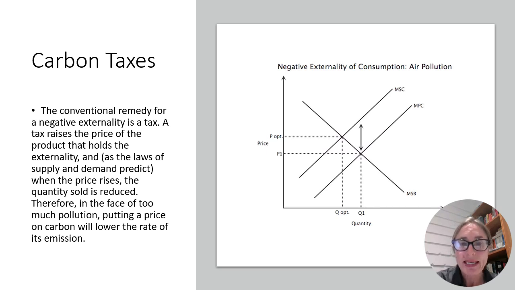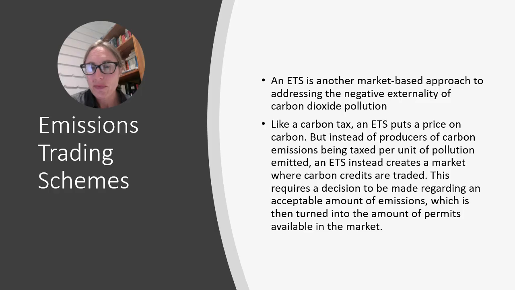The conventional remedy for a negative externality is a tax. A tax raises the price of the product that holds the externality, and as the law of supply and demand predicts, when the price rises, the quantity sold is reduced. So in the face of too much pollution, putting a price on carbon will lower the rate of emissions. That's the first approach in neoclassical environmental economics. The second approach is that of an emissions trading scheme, another market-based approach to addressing the negative externality of carbon dioxide pollution.